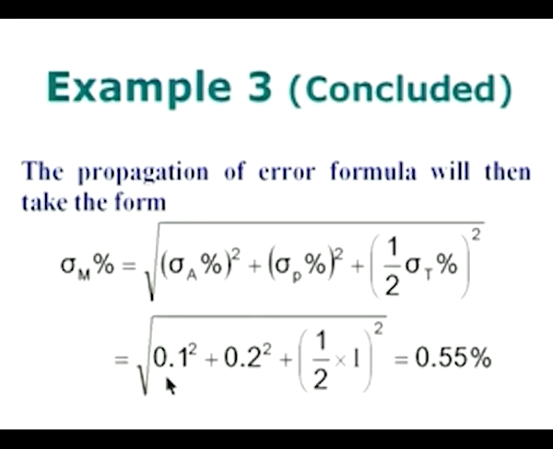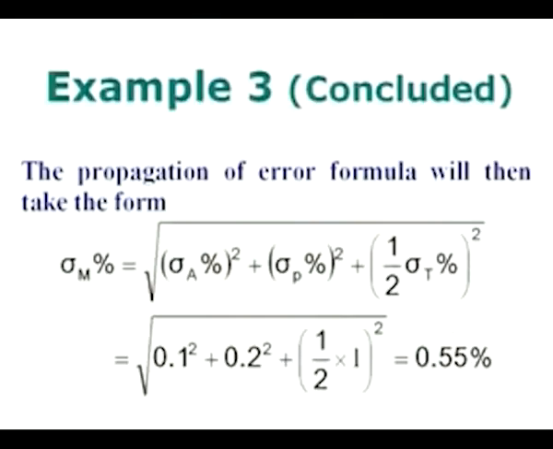So, it will be simply given by square root of 0.1 squared plus 0.2 squared plus half of 1 whole squared, which is 0.55%. In this case, because the relationship between the various quantities was in the form of a product, we are able to directly solve the problem using the percentage errors which are given, and therefore, it can be used only in such cases. In a more general case, the first method which I used must be used.